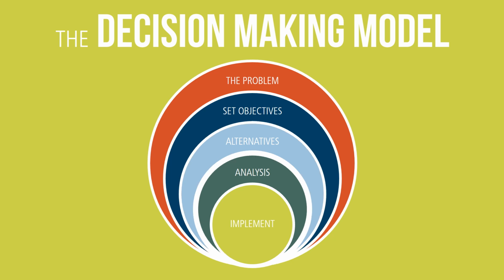Now, step 4, analyze alternatives and select one. Here you must evaluate each alternative in terms of the objectives and criteria you've set. Try to avoid distractions that can lead to poor choices. And finally, step 5. Plan, implement the decision, and control. Yep, that's actually 3 separate parts, as the title states.